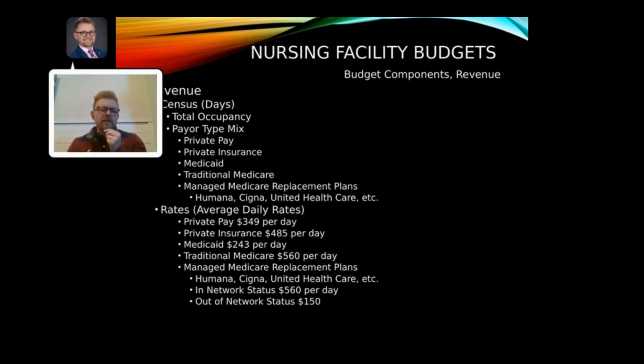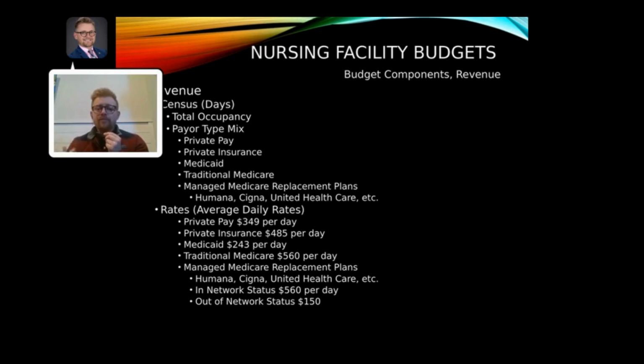So if you look at census, you're going to budget how many private pay days do you anticipate having during that period, like that next year? How many days do you anticipate having private insurance? Do you anticipate having Medicaid? Do you anticipate having traditional Medicare or managed care? If you're in a geographic area that has a lot of Humana or Cigna or UHC, you may have to budget a specific amount of days that you're anticipating having with that managed care program.